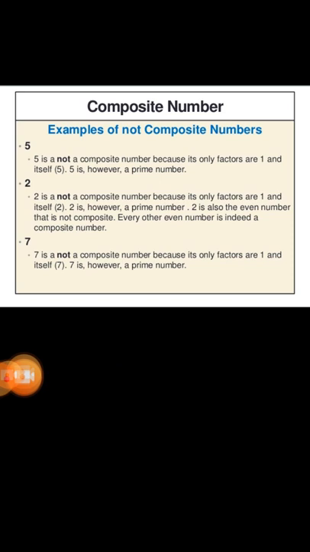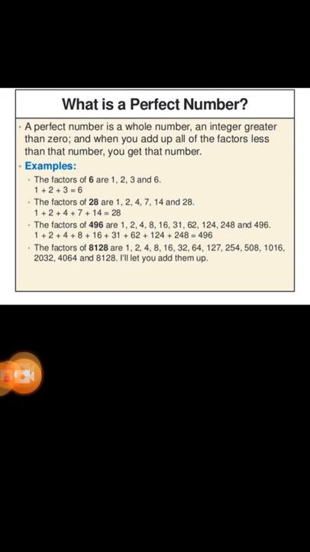2 is not a composite number because its only factors are 1 and 2 itself. So 2 is a prime number. 2 is also the even number that is not composite. Every other even number is indeed a composite number. 7 is not a composite number because its only factors are 1 and 7 itself. So it is a prime number.